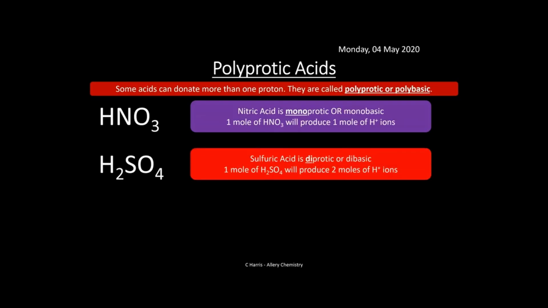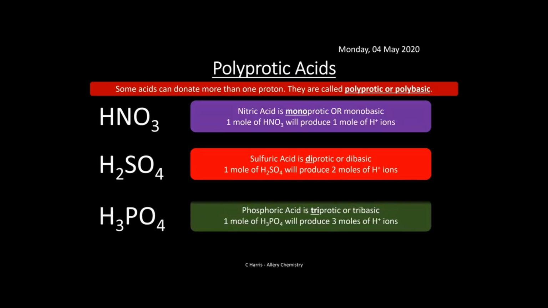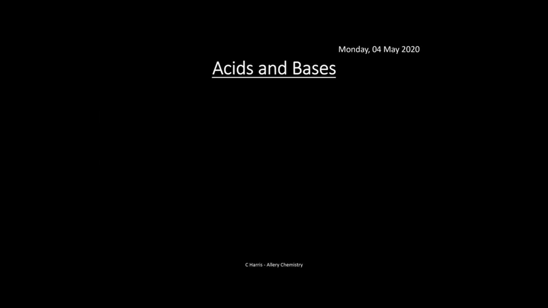Here's another one, which is sulfuric acid. Sulfuric acid is diprotic. 1 mole of sulfuric acid, H2SO4, will produce 2 moles of H plus ions, because it's got 2 protons for every molecule of sulfuric acid. Phosphoric acid is triprotic, so 1 mole of phosphoric acid will produce 3 moles of H plus ions. You've got to be familiar with these acids. These are strong acids that you see quite regularly in chemistry, so you'll be familiar with them already, but you do need to know the formulas for them.